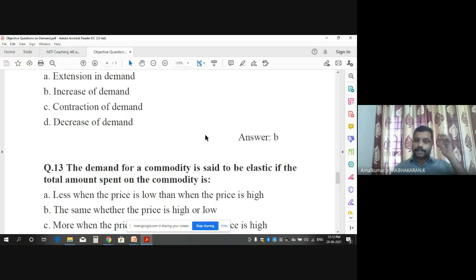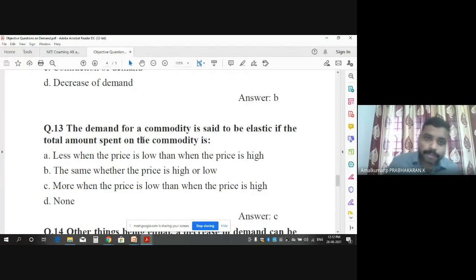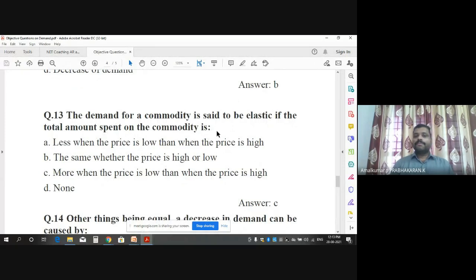Then I'm moving to another question. The demand for a commodity is said to be elastic if the total amount spent on the commodity is less when the price is low than when the price is high, the same whether the price is high or low, more when the price is low than when the price is high, or none. The demand for a commodity is said to be elastic if the total amount spent on the commodity is more when the price is low than when the price is high.